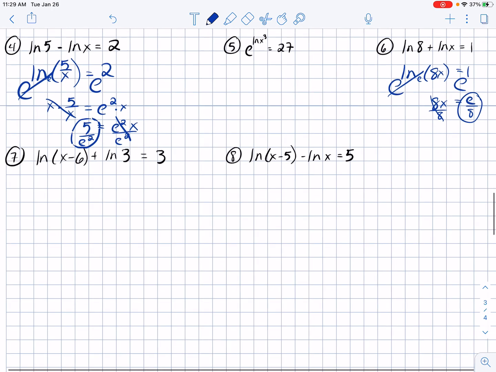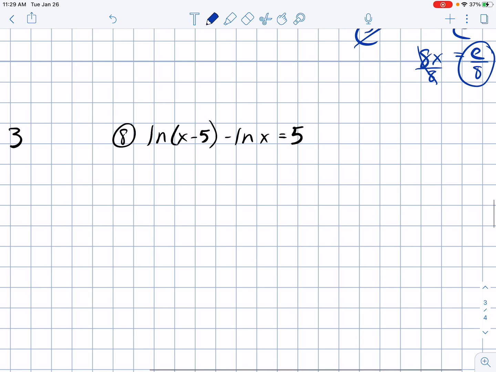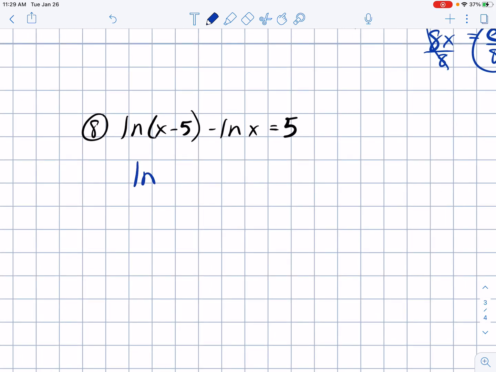Okay, last one I want to try together would be 8. Subtracting means we are dividing. Actually, I want us to be adding here. I'm just going to quickly change this problem to addition. Because we are adding here, we are multiplying these two natural log expressions, so this would be the natural log of x squared minus 5x. Don't forget to distribute. And then we have equaling 5.